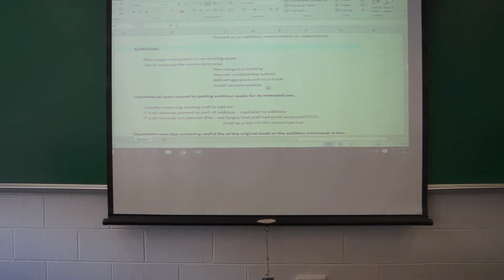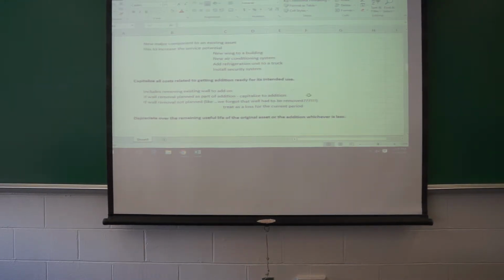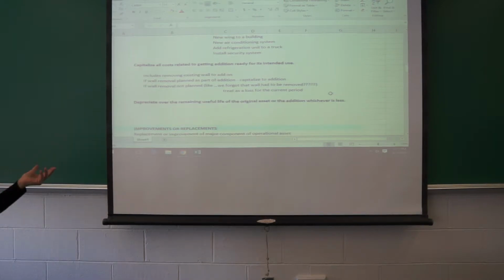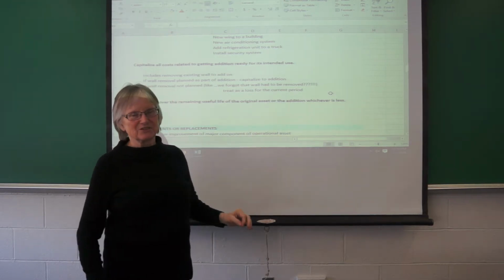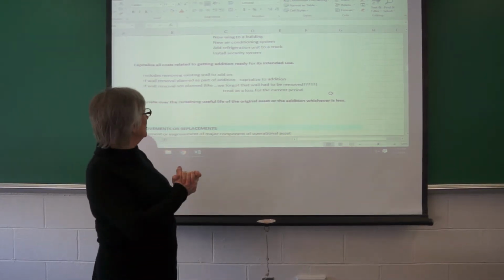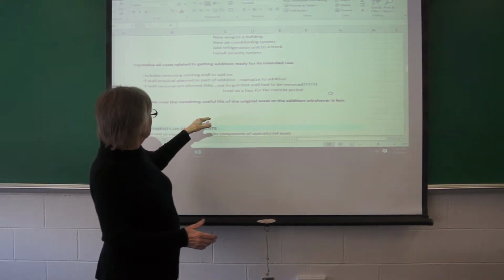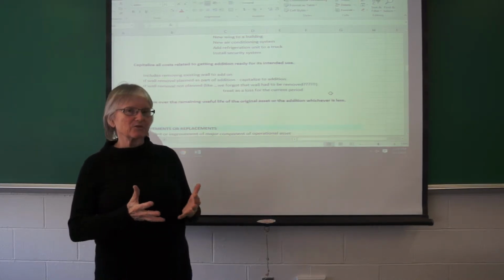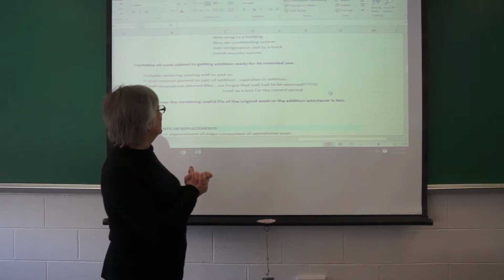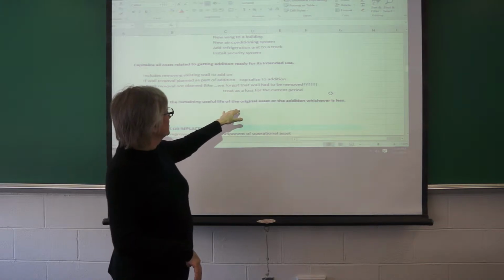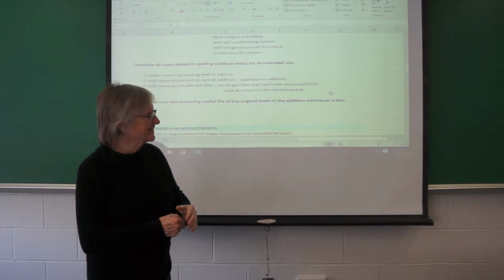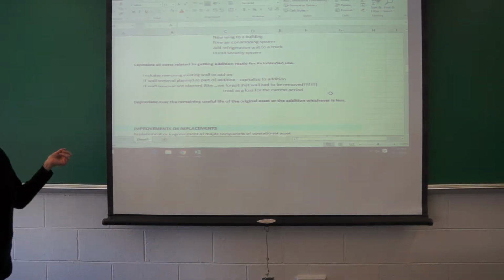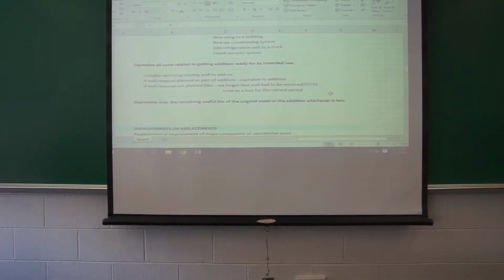Okay, so with additions, you're going to capitalize all the costs, getting them ready for their intended use, and then they're depreciated over the remaining useful life of the original asset or the addition, whichever is less. So I think you would be given that information in a problem, but you have to keep in mind you can't depreciate an addition longer than the life of the building, okay? Okay, so that's your additions.